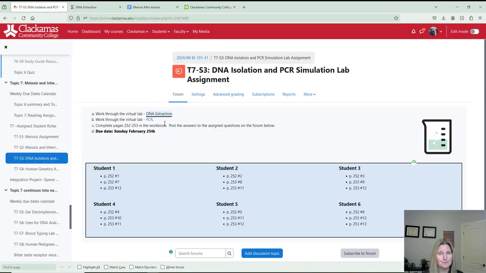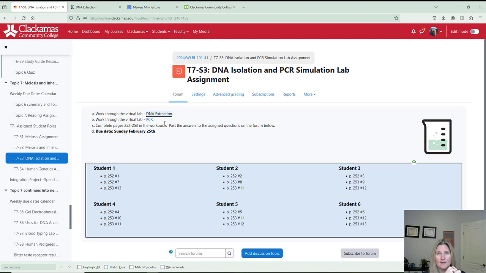Also this week, when the students finally extract their DNA, they've basically caused the cells, their cheek cells, to burst open, and they've been able to isolate the DNA strands.